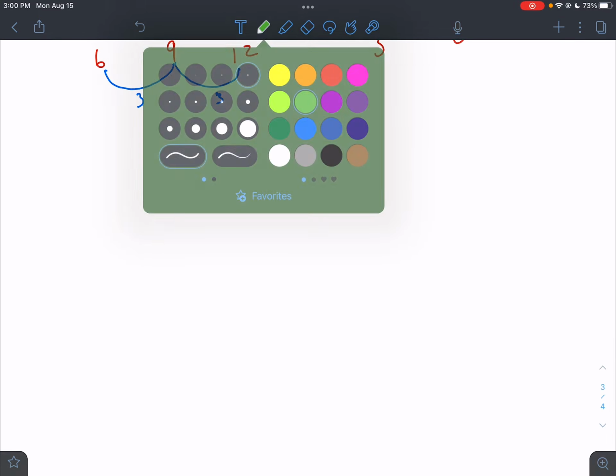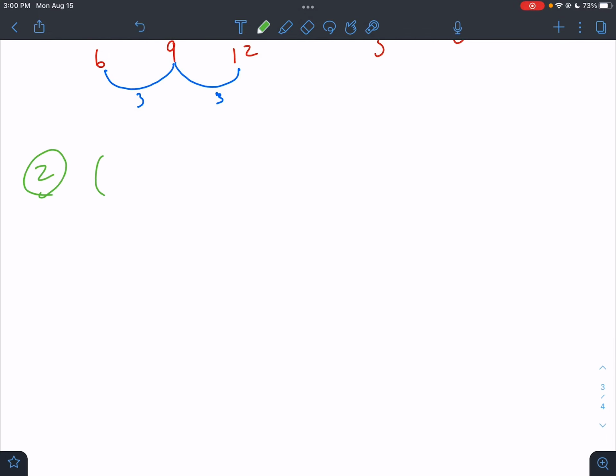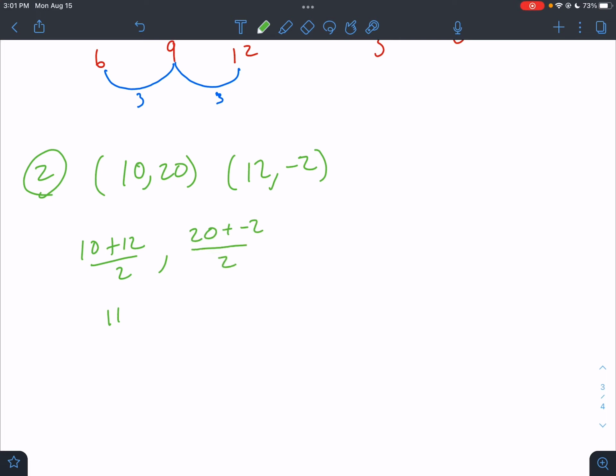Let's do another example real quick, and then we're going to do some other uses. Let's say we have 10, 20, and 12, -2. I don't know, just making some numbers up. Doesn't matter. X values, we're going to add 10 and 12, and we're going to divide by 2. That is going to be 11. Y values, we're going to add them and divide by 2. That's going to be 9. So the middle x is 11, the middle y is 9, the middle point would be 11, 9. That's it. That's midpoint.